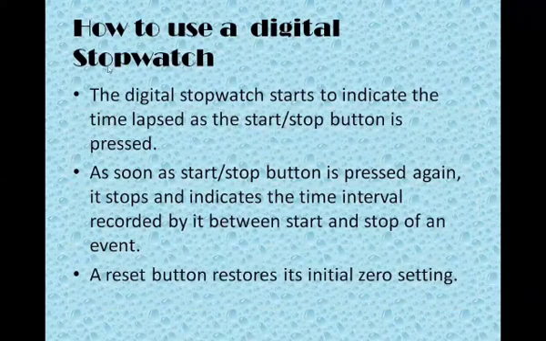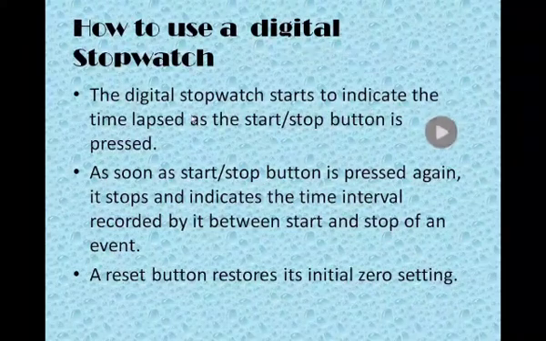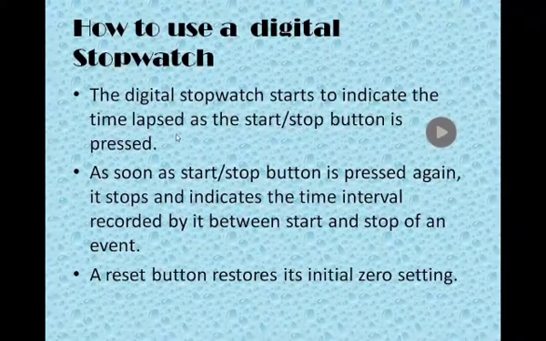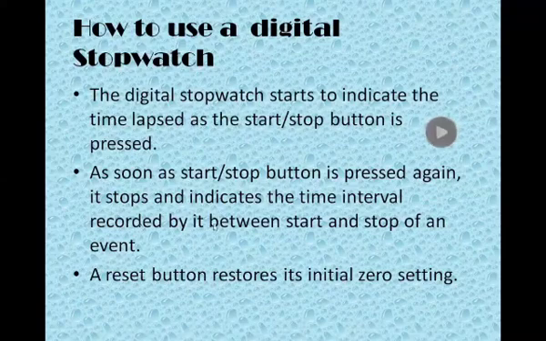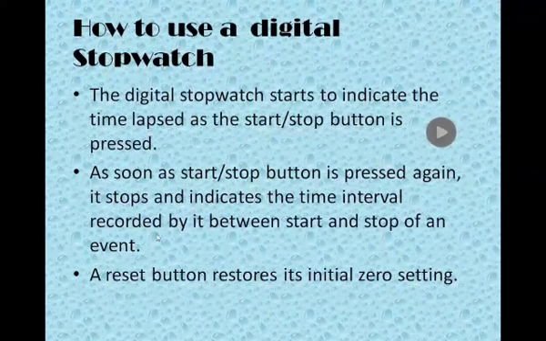How to use a digital stopwatch? The digital stopwatch starts to indicate the time lapse as the start and stop button is pressed. As soon as the start button is pressed again, it stops and indicates the time interval recorded by it between the start and stop of an event.